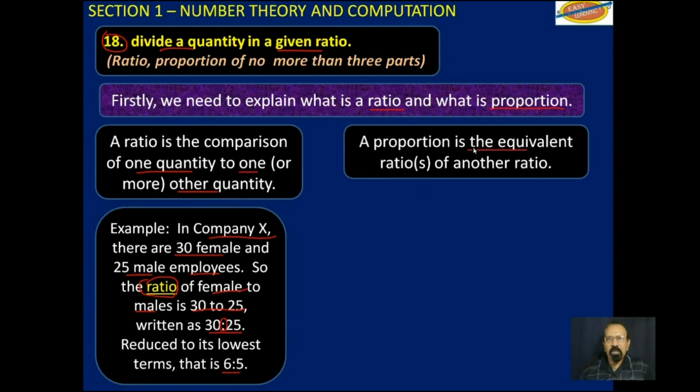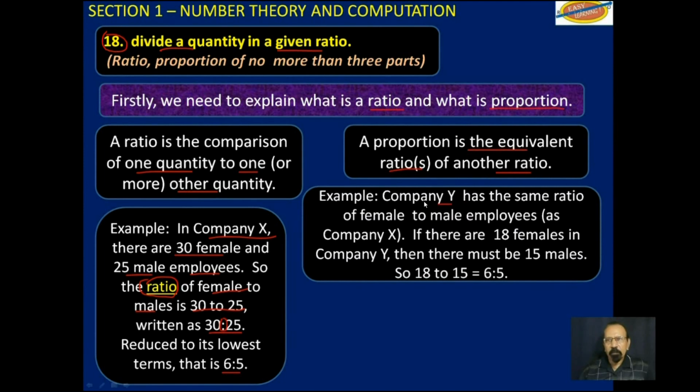A proportion is the equivalent ratios of another ratio. Example, company Y has the same ratio of female to male employees as company X. If there are 18 females in company Y, then there must be 15 males in this company. So 18 to 15 reduced will give us the same 6 to 5, which we had over here. So this ratio is in the same proportion as that.